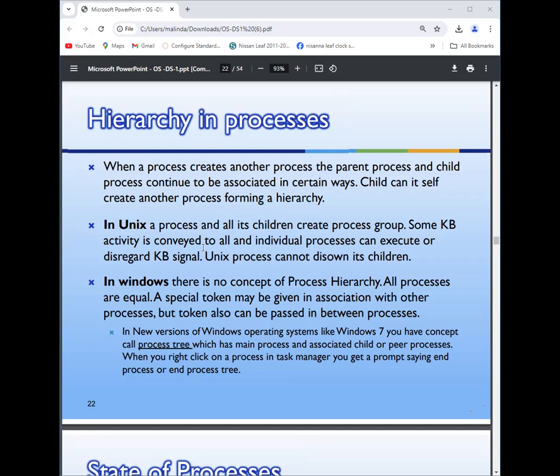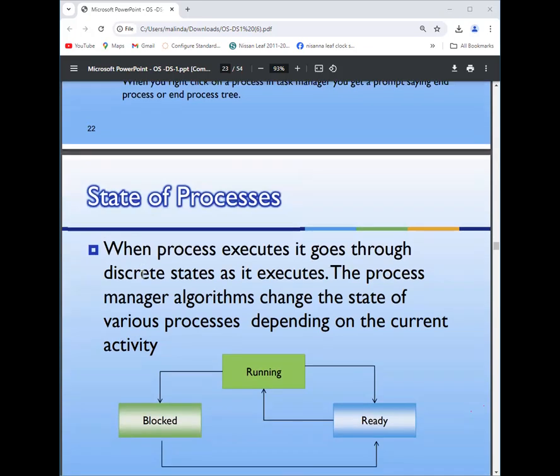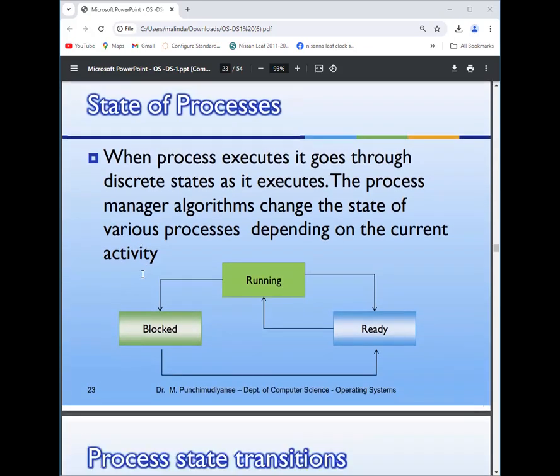In newer versions of Windows, like Windows 7, you have a process tree, which is almost similar to the Unix system. The main process can be associated with the other sub-processes, but still there is no direct parent-child relationship as in Unix. Next thing is the state of a process.